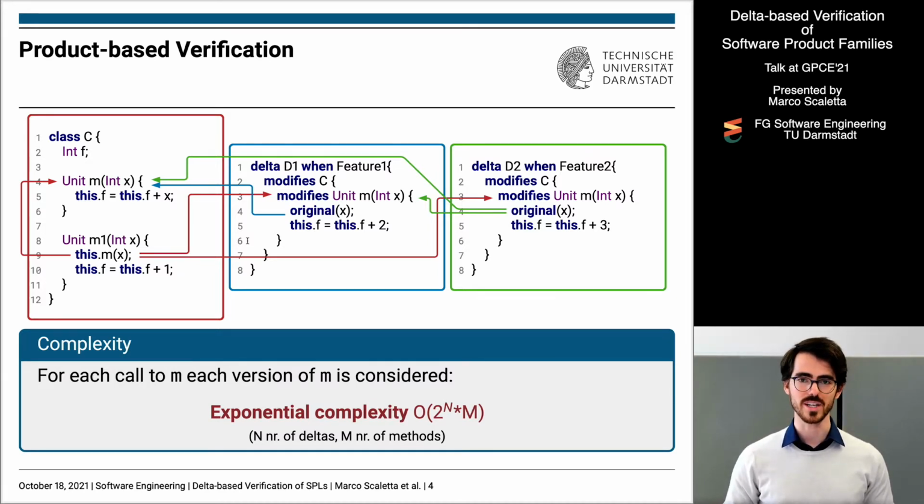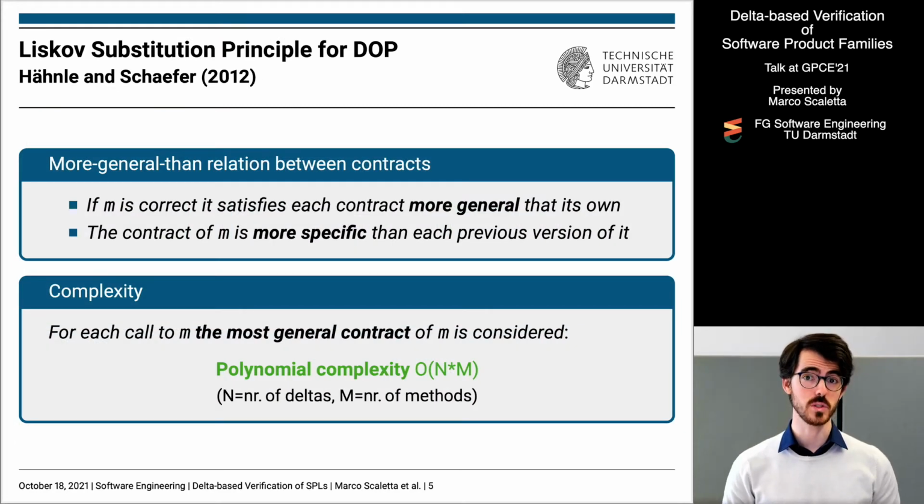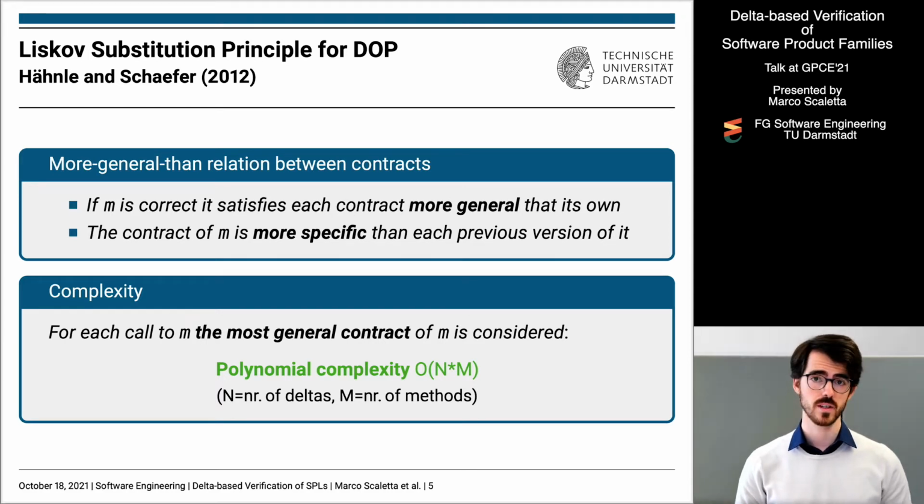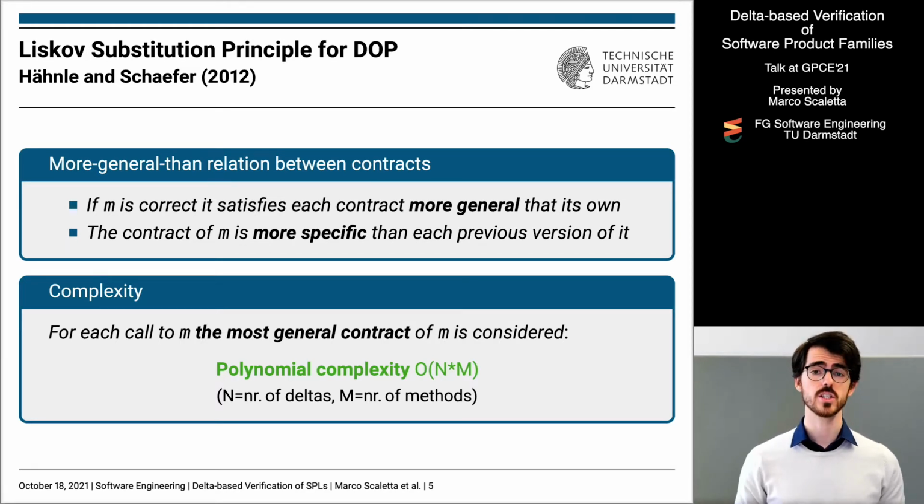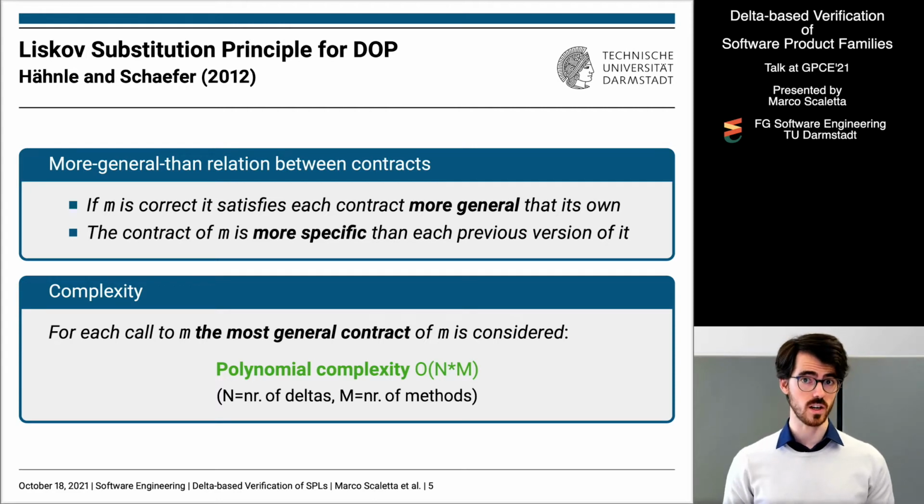Therefore, we are trying to overcome this complexity and these expensive costs. A possible alternative to the product-based verification is the Liskov substitution principle for delta-oriented programming. With this principle, we are enforcing a relation between contracts that is called more general than, such that if a method satisfies a contract, it also satisfies each more general contract.